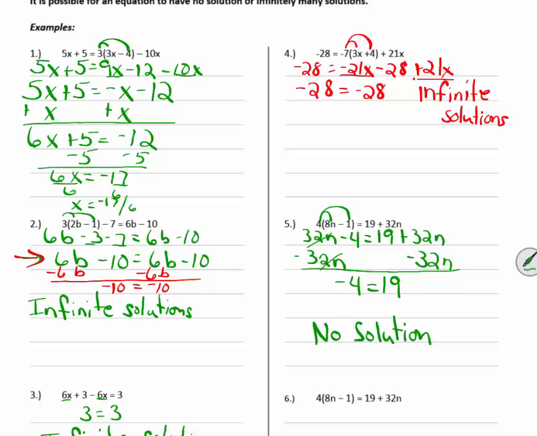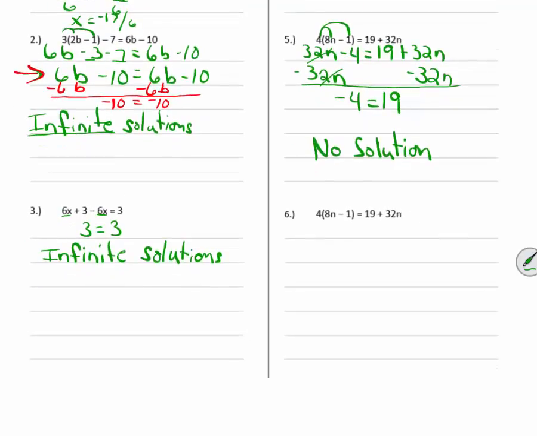Right? So we have a situation where we have one answer. Those are the problems we've been working on, where we get one answer. If you end up with your variables canceling out, and you have the left side equaling the right side, infinite. If your variables cancel out and you're left with the left side not equaling the right side, then it's no solution. All right, but the steps to solving are still the same.